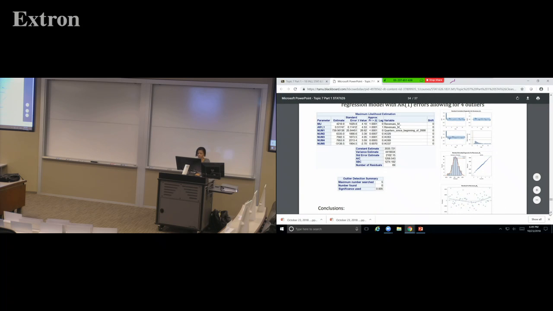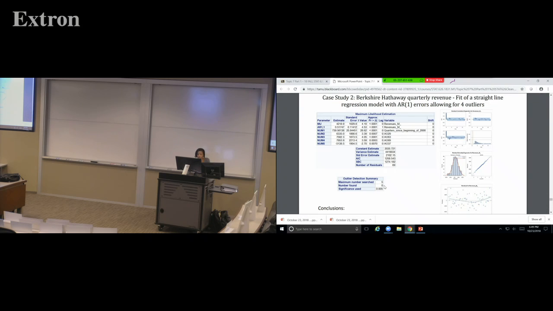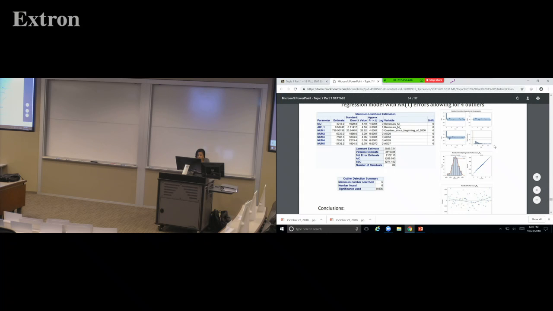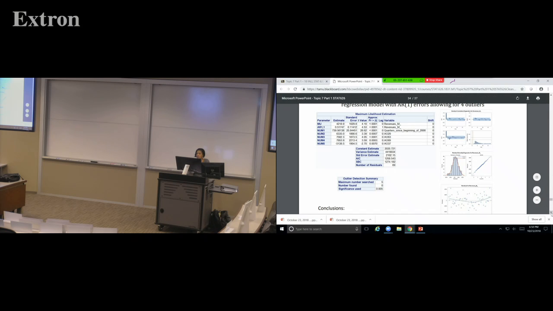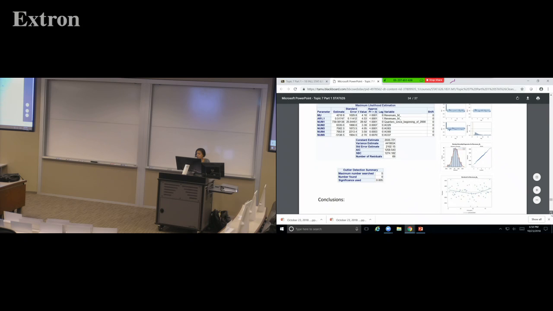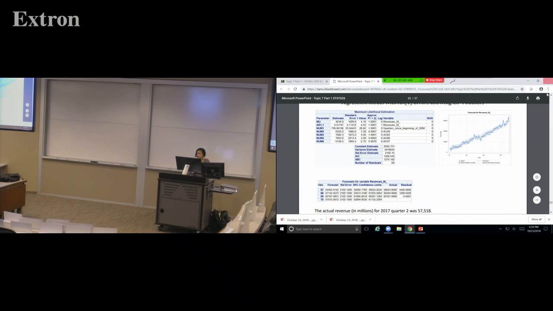And the output for including all 4 outliers in the model, checking to see if there's another outlier. Luckily, it comes out to be 0. So we're going to stop here with the 4 additive outliers included. All of the parameter estimates are significant. Okay. And the residuals appear to be white noise. And normality appears to be acceptable. So let's take a look at the forecast for this model. This is a straight line regression model with autoregressive 1 errors, allowing for 4 outliers.